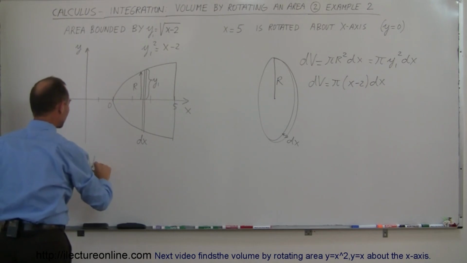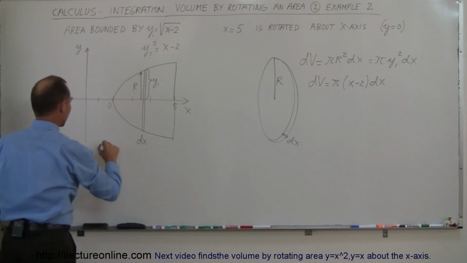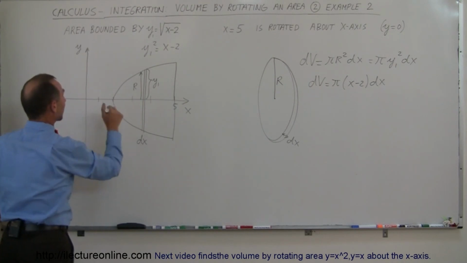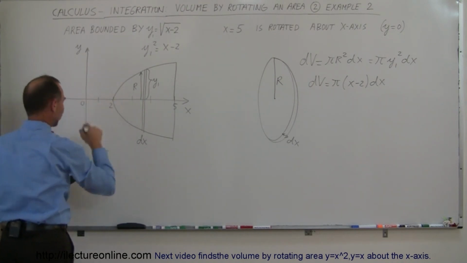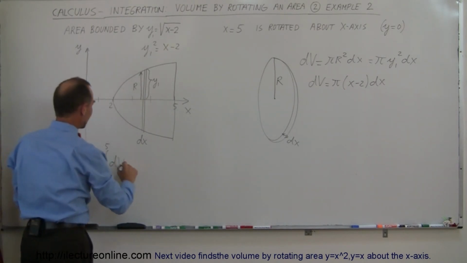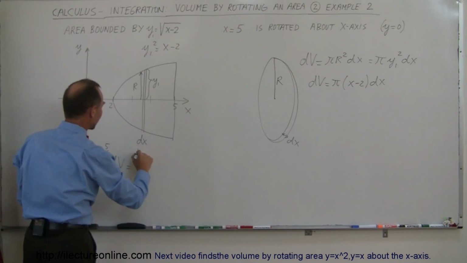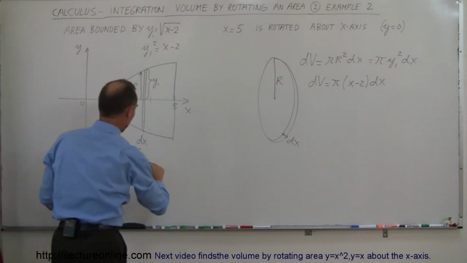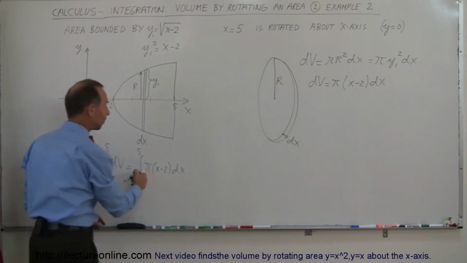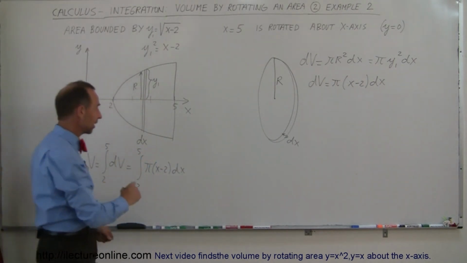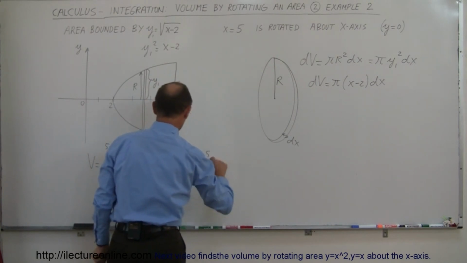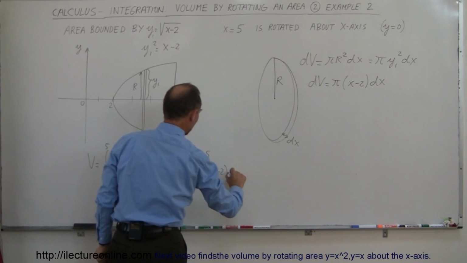So my volume is going to be equal to the integral from 0 to, not from 0, because I said 0, actually I meant 2. 0 is over here. This is 2, so from 2 to 5 of all my dVs. And so that would be the integral from 2 to 5, and dV is equal to pi times x minus 2 times dx. And of course, since pi is a constant, I can move that outside the integral sign. So this is equal to pi times the integral from 2 to 5 of x minus 2 dx.